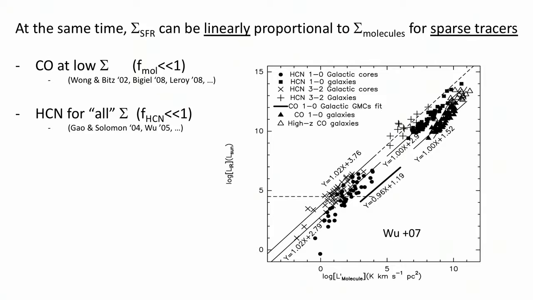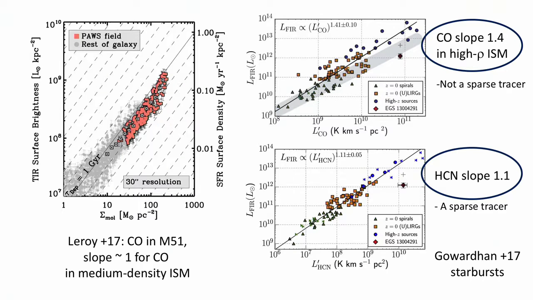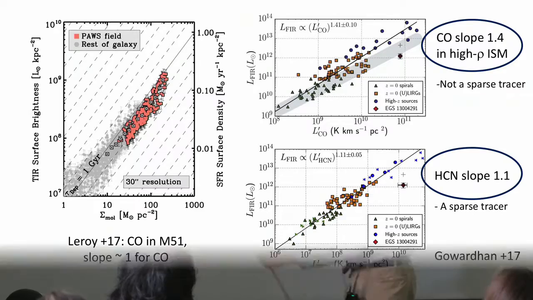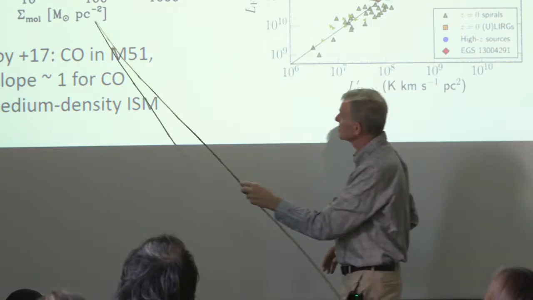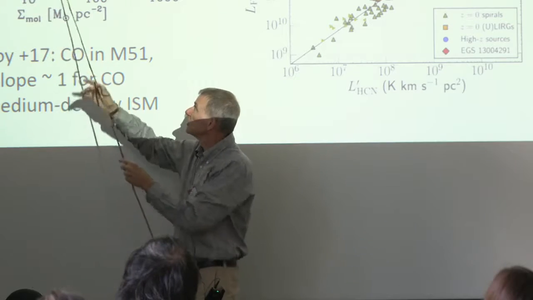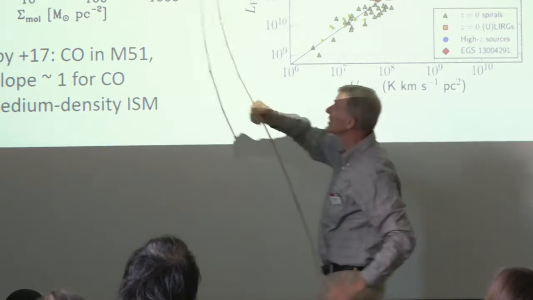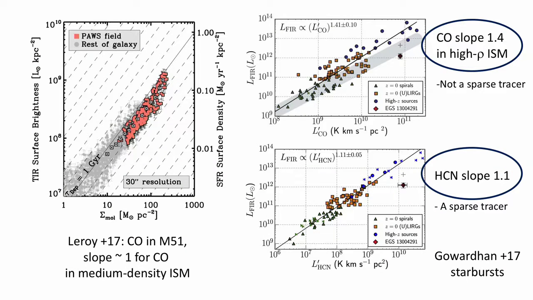Here's an example of CO in M51, the linear law. But this is a main disk going up to about 100 solar masses per cubic parsec. There's still a tracer. This is a subdominant species. It's still mostly, a lot of this is diffuse gas, diffuse molecular gas, not gravitating. Here's a study of starbursts where CO has a high slope, but HCN has a low slope. So HCN now is a sparse tracer. It's just telling you what the density is where you happen to be looking. And this now is telling you all the column because it's measuring the total thickness.